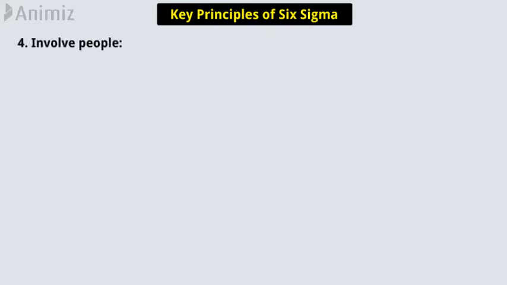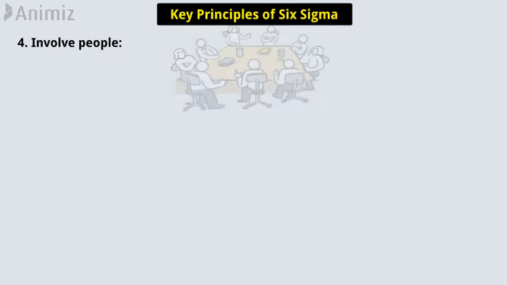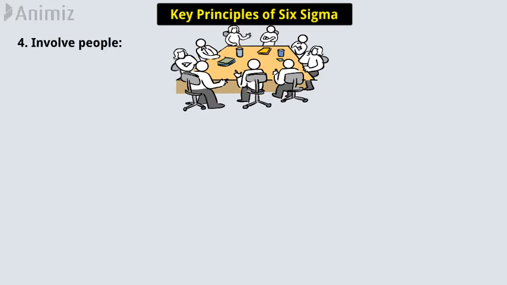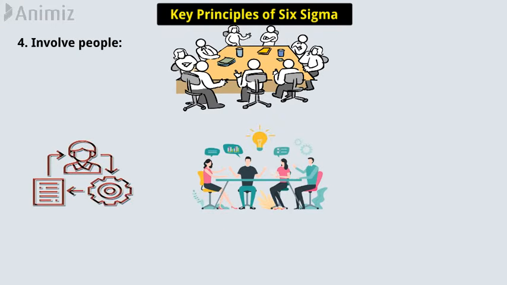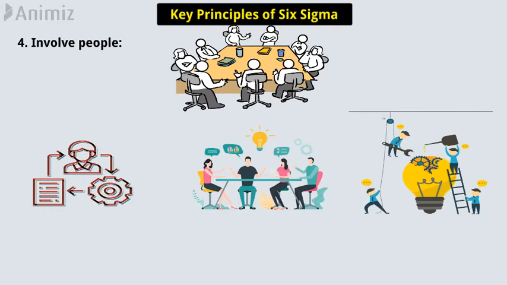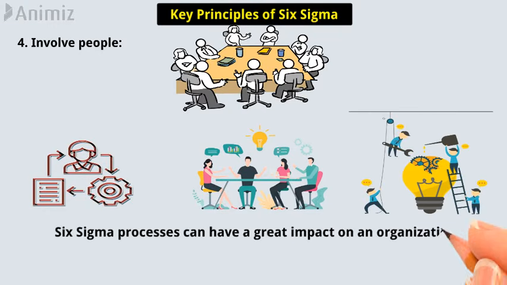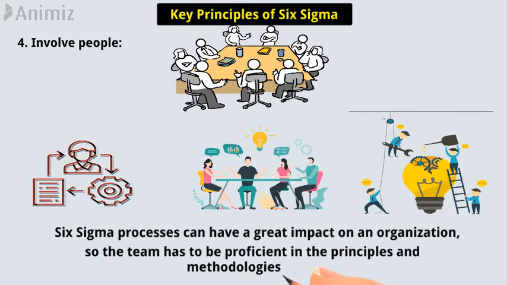4. Involve people. Involve all stakeholders. Adopt a structured process, where your team contributes and collaborates their varied expertise for problem solving. Six Sigma processes can have a great impact on an organization, so the team has to be proficient in the principles and methodologies used.